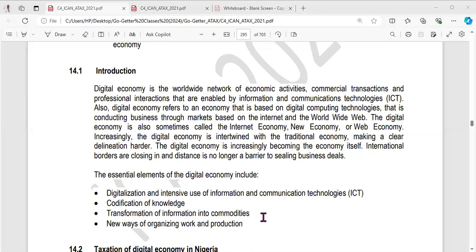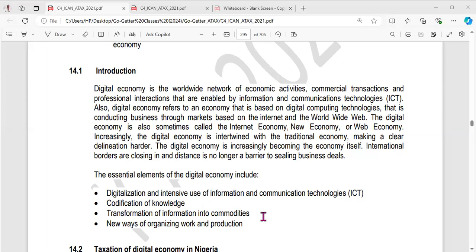Digital economy is the worldwide network of economic activities, commercial transactions, and professional interactions that are enabled by information and communication technology, called ICT. So when the ICT enables economic activities to occur, a network of all of these commercial transactions, it could be that you are making a business on the internet. So digital economy is also called the internet economy or the web economy.